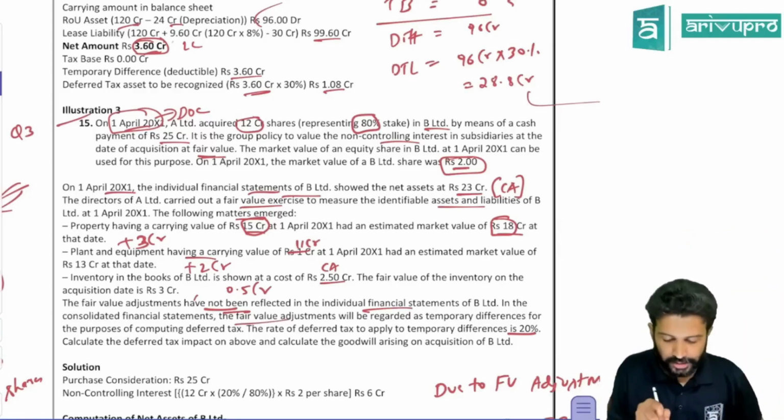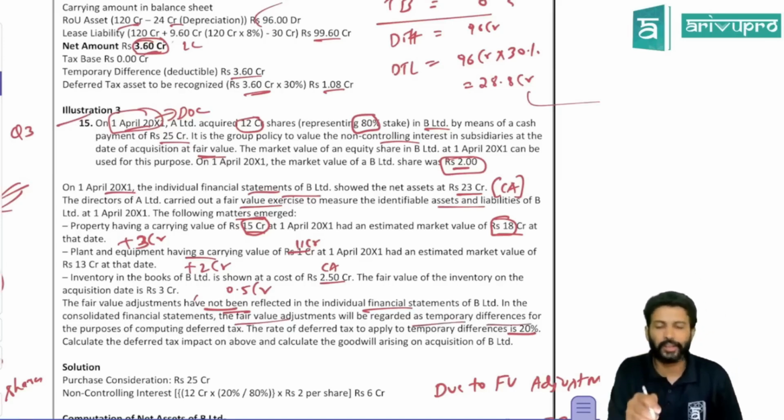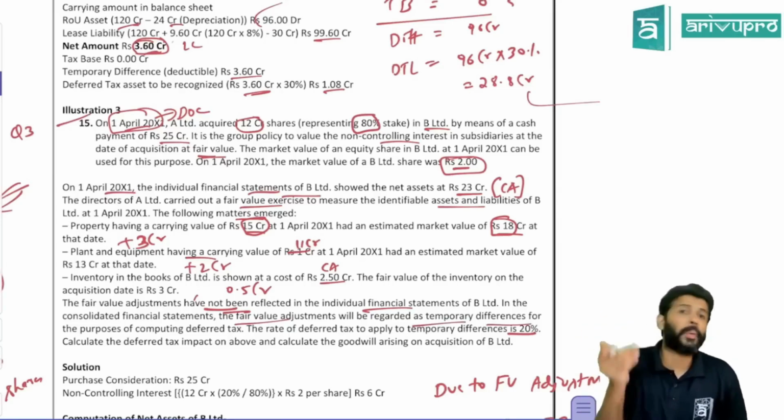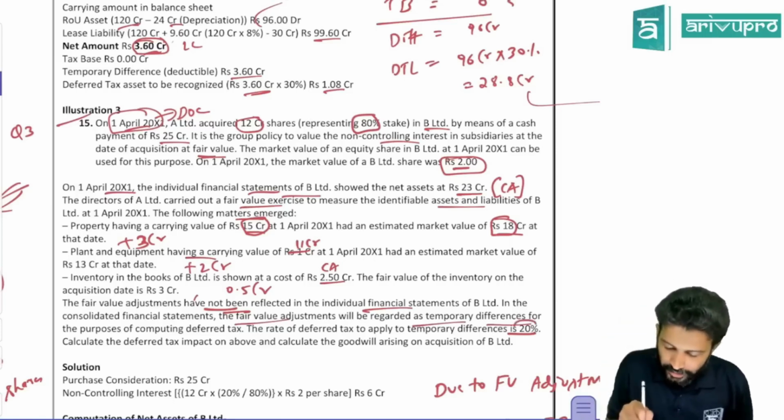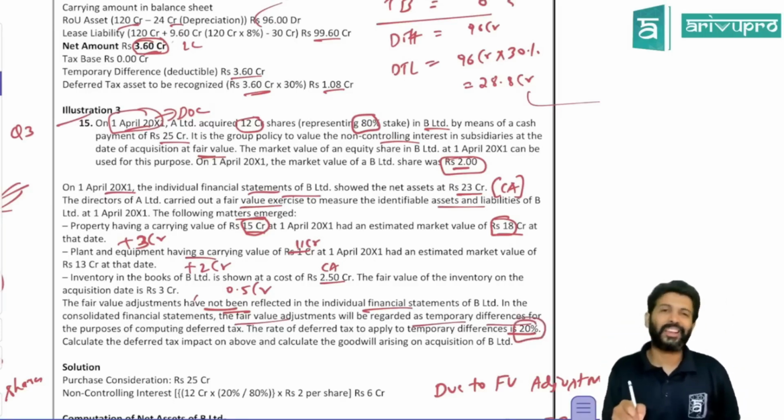In consolidated financial statements, fair value adjustments will be regarded as temporary difference. So they're saying don't take this fair value adjustment as a permanent difference, because for permanent difference we don't create DTA, DTL, only for temporary difference. The rate of deferred tax they're saying is 20%.